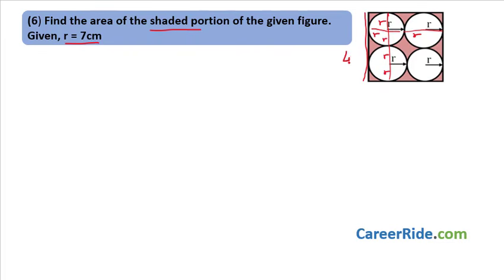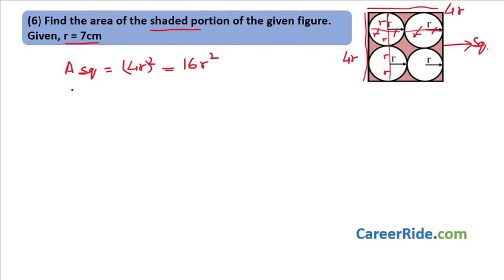This is 4r. And when I come to this side, I see that again it is the sum of 4 radii, 1, 2, 3 and 4. So this is also 4r, which tells me that this box outside is actually a square. Fantastic. Now we know that the area of a square is equal to what? Side square. What is the side here? It is 4r. So 4r square, that is 16r square.